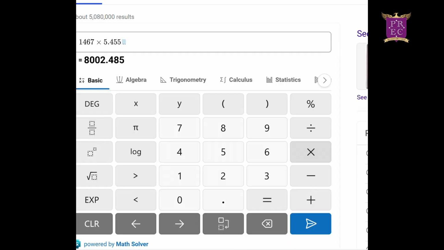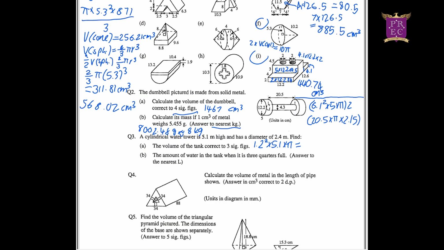Let's go back to the calculator. We know that 1.2 to the power of 2 is 1.44, times by 5.1, which is the height, times by pi, which gives us 23.1-ish. Because they're asking us to correct it to 3 significant figures, it would just be 23.1 cubic meters. Now remember, 1 cubic meter is how many liters of water? 1,000 liters of water.